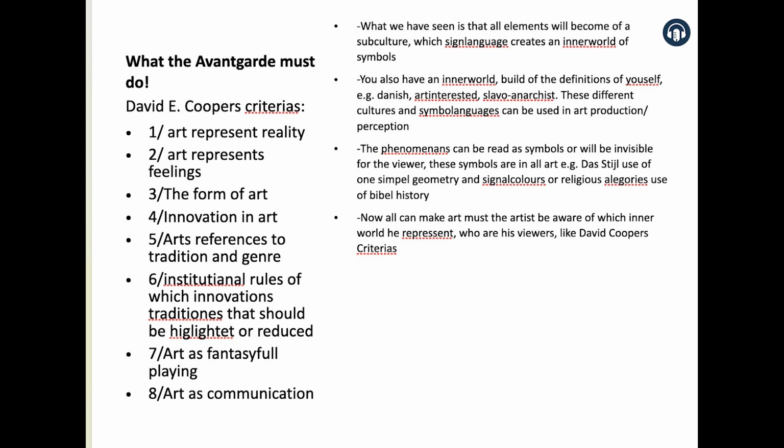These different cultures and symbol languages can be used in art production and perception. The phenomena can be read as symbols or will be invisible to the viewer. These symbols in our art, e.g. De Stijl, use of one symbol, geometry and signal colors, or religious allegories, use of Bible history. Now that we all can make art, the artist must be aware of which inner worlds he represents, who his viewers are, like David Kuber's criteria.